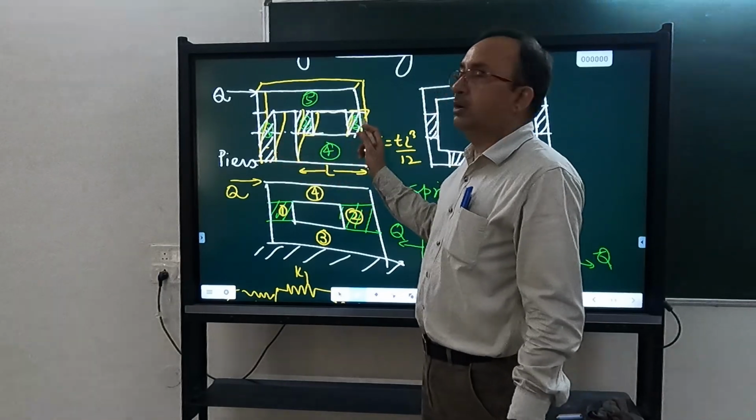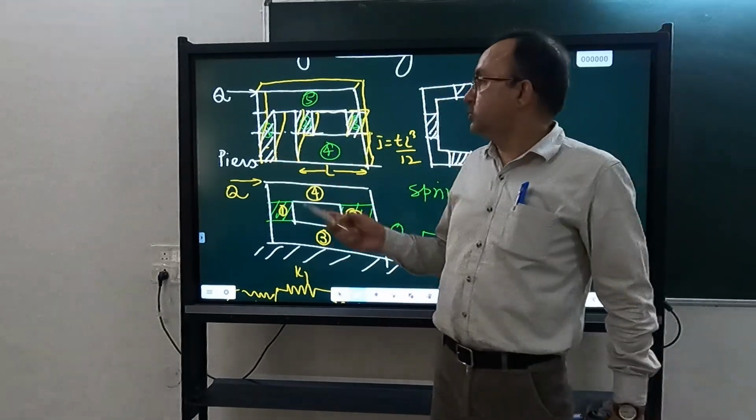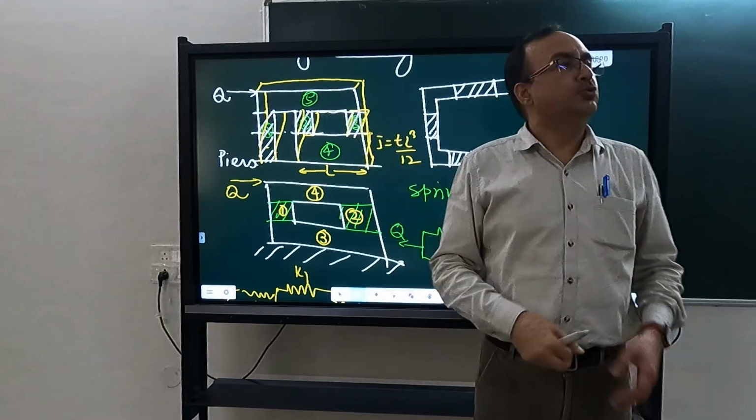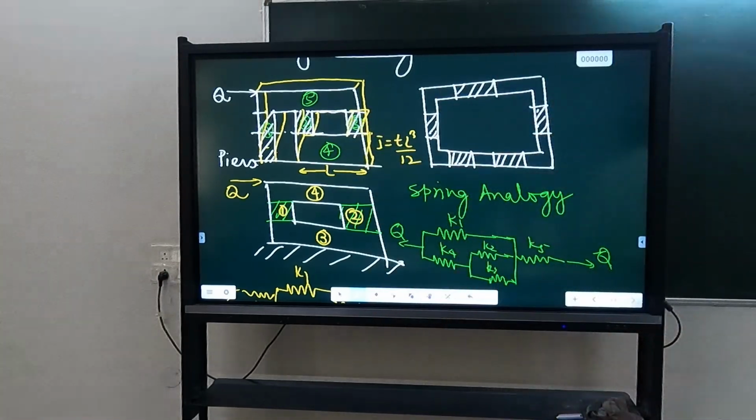Here the lengths are small. So that's why most of the deformation will occur in 1, 2 and 3. 4 and 5 you may or may not consider. The deformations of 4 and 5 you can even ignore, because the deformation of 4 and 5 is much smaller, or stiffness of 4 and 5 is much smaller.